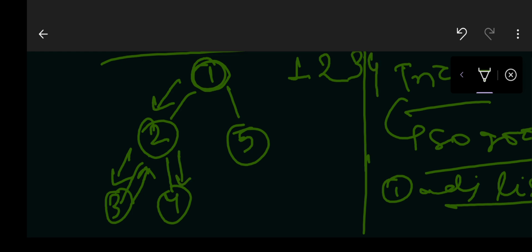And then after going to 4, we are going to print 4. After printing 4, we are going to see if there are other children of 4. There are no children of 4, so we are going to go to 2 again. Like we are going to go back to 2.